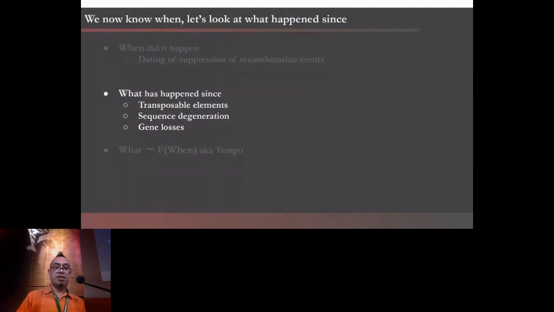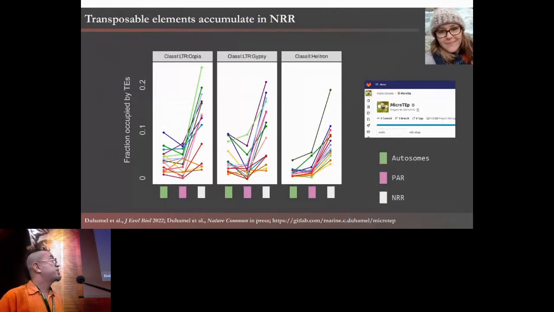Now, what has happened since? First, Marine, a former PhD student, developed this pipeline for annotating genomes and identifying transposable elements. It is actually just a bunch of other tools put together in a more phylogenetically aware way of annotating the transposable elements. What she found is that transposable elements have accumulated maybe 10 times as much. They constitute a fraction of the sex chromosome that is almost 10 times larger than in the recombining chromosomes, the autosomes. This is for all kinds of transposable elements, but mainly for long terminal repeats.